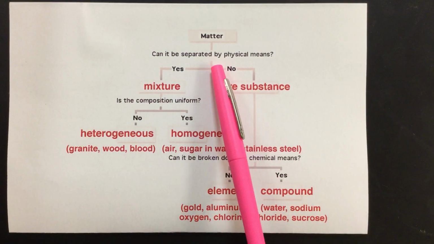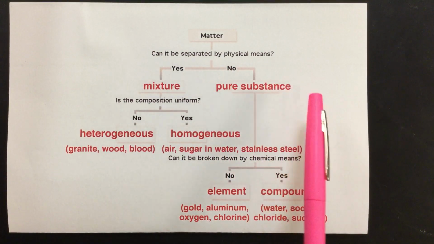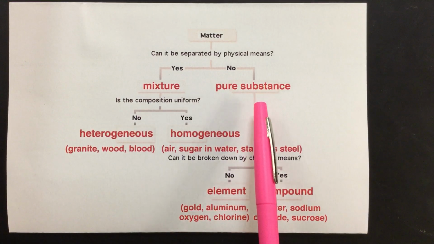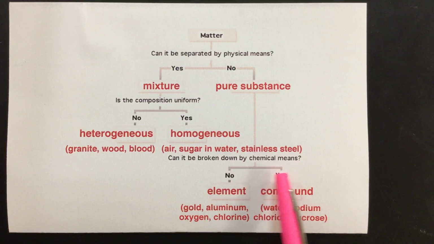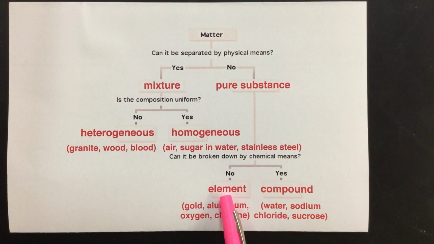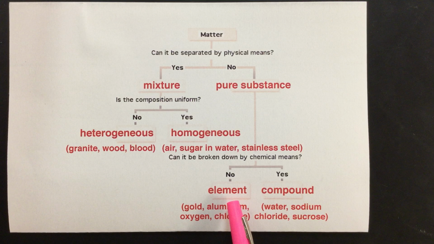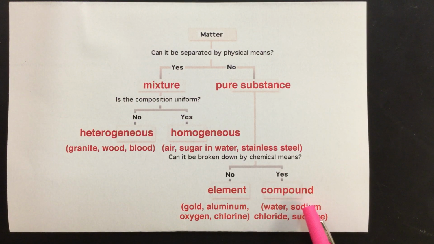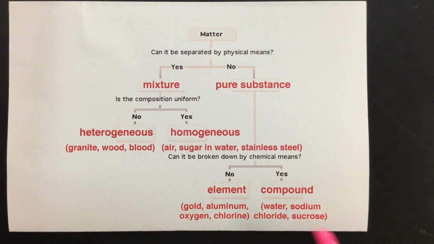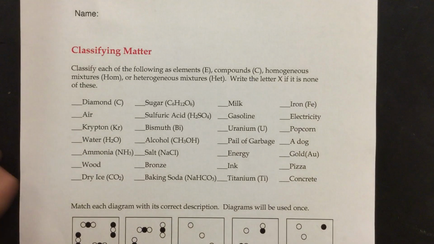If you can't separate the matter by physical means, you have what's called a pure substance, and there are also two types of pure substances. If you can't break it down by even chemical means, it means you have an element, which is the smallest building block. So that would be things from the periodic table: gold, aluminum, oxygen, chlorine. If you could separate it chemically, it means you have a compound, which is just a combination of two or more elements, right? So water, which is H2O, sodium chloride, NaCl, or sucrose, okay? So let's think about that when we look at these things.